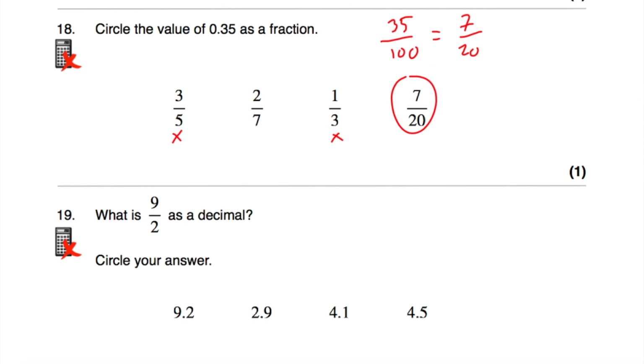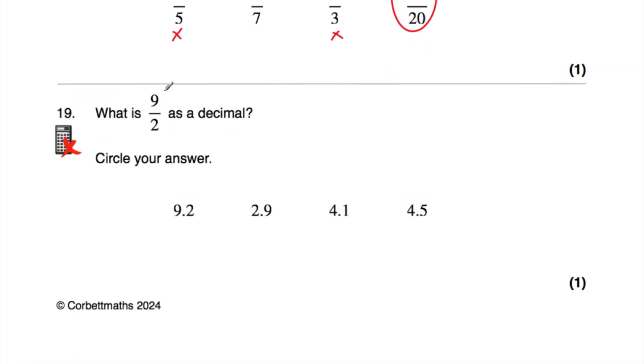Okay, let's look at our next question, question number 19. Question number 19 says, what is 9/2 as a decimal? And we've been asked to circle our answer. We've got some choices here. Now this is a top-heavy fraction. The numerator is larger than the denominator, so that means that this fraction will be greater than 1. Because if the numerator is the same as the denominator, it would be equal to 1. But here the numerator is bigger than the denominator, so this will be bigger than 1. And all our options are bigger than 1. We've got 9.2, 2.9, 4.1, and 4.5.